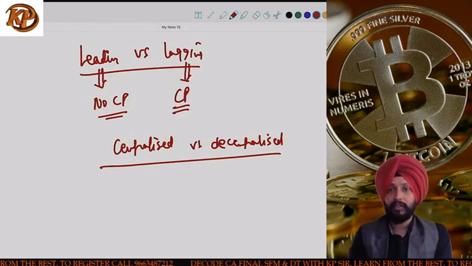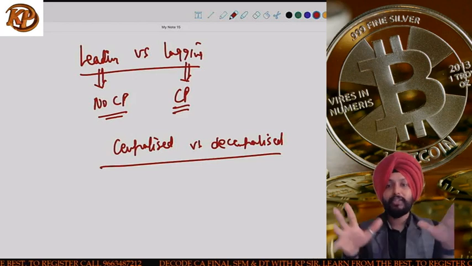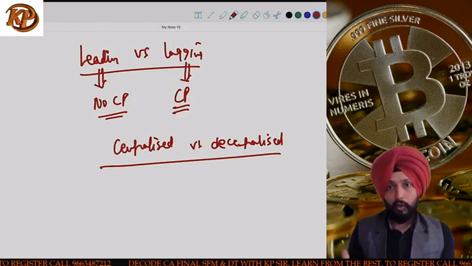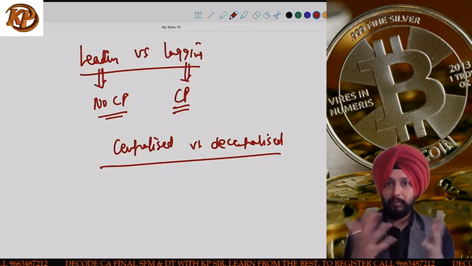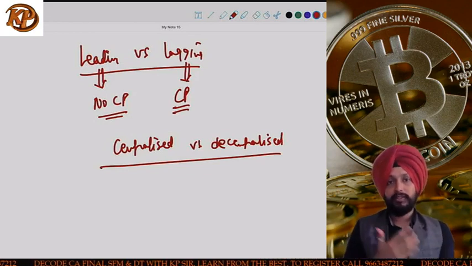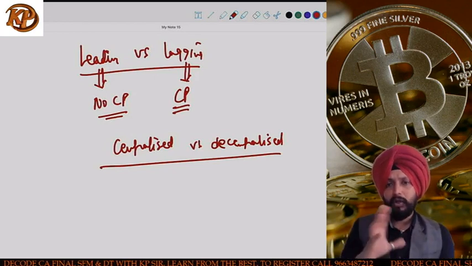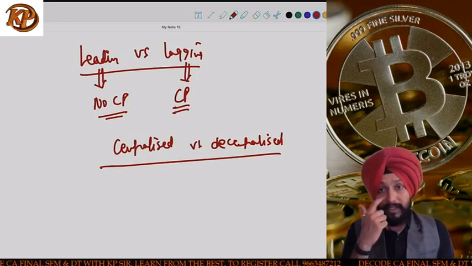Centralized means one point control of all the money. Decentralized means everybody gets to keep control of their money. Centralized means one point control. Decentralized means everybody has their respective control. So this is centralized versus decentralized cash management. Not a very important topic, but we never know, this may be tested in exam.